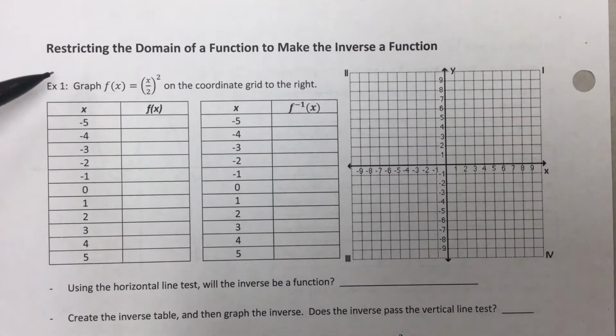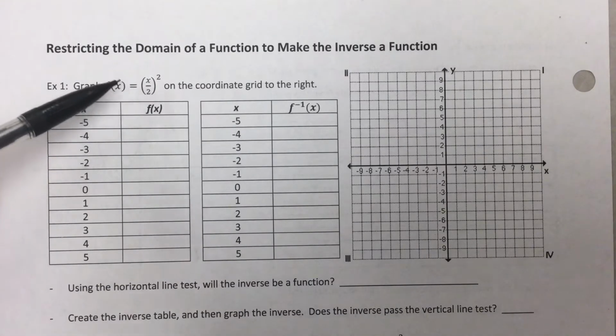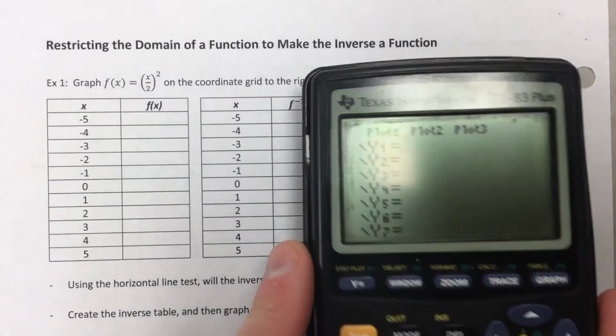All right, so now we're going to look at restricting the domain of a function to make the inverse a function. So we just talked about the horizontal line test and how we can use it to determine whether the inverse is a function or not. So what we're going to do right now is graph f of x equals (x over 2) quantity squared. And you can either graph this using your parent graph knowledge or you can type it into your calculator. I'm just going to type it into our calculator for right now.